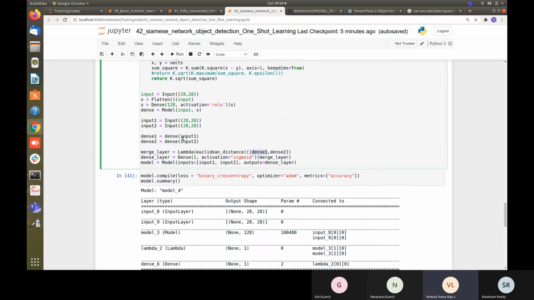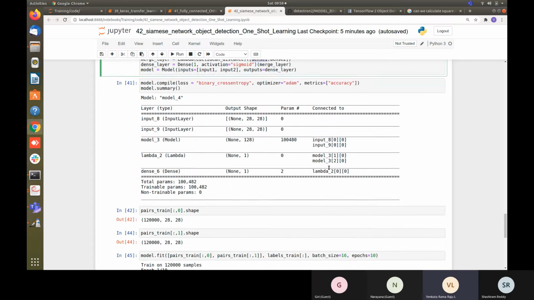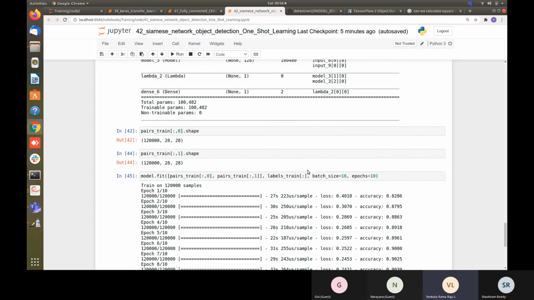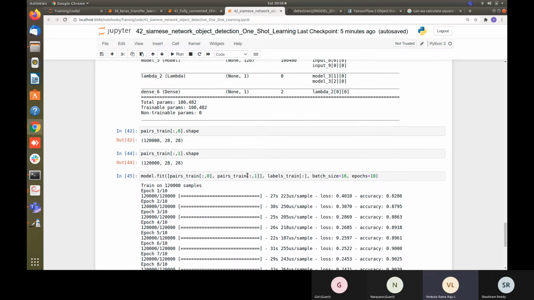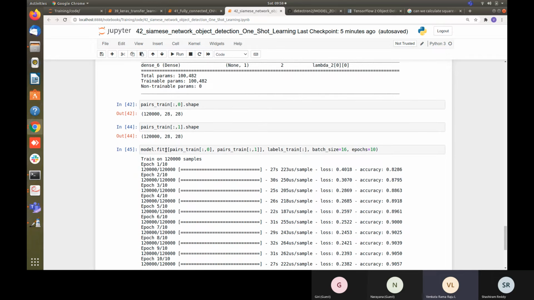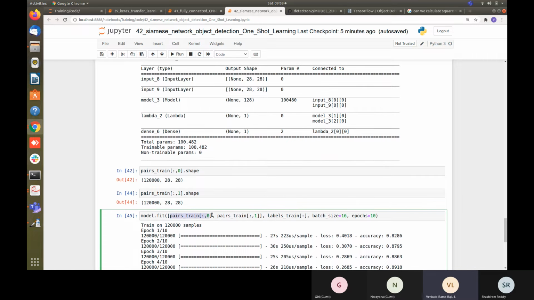When you pass dense one, it will give you 128 pixels, that outcome you want. Here I am taking 256 pixels, I think. So I trained the network, and then I fitted the model. See this here? I passed the positive sample, negative sample, and the label.